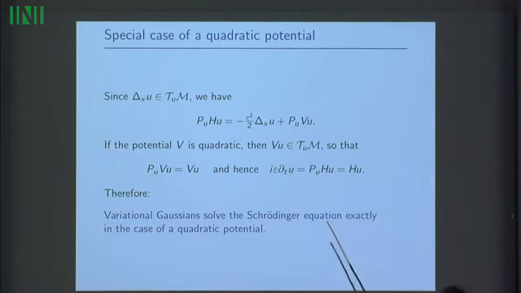That's all. Of course, you can compute it directly, but then you have to know the equations of motion for these Gaussians, to which I will come later. But this is a purely geometric argument. So Gaussians are exact for quadratic potentials.